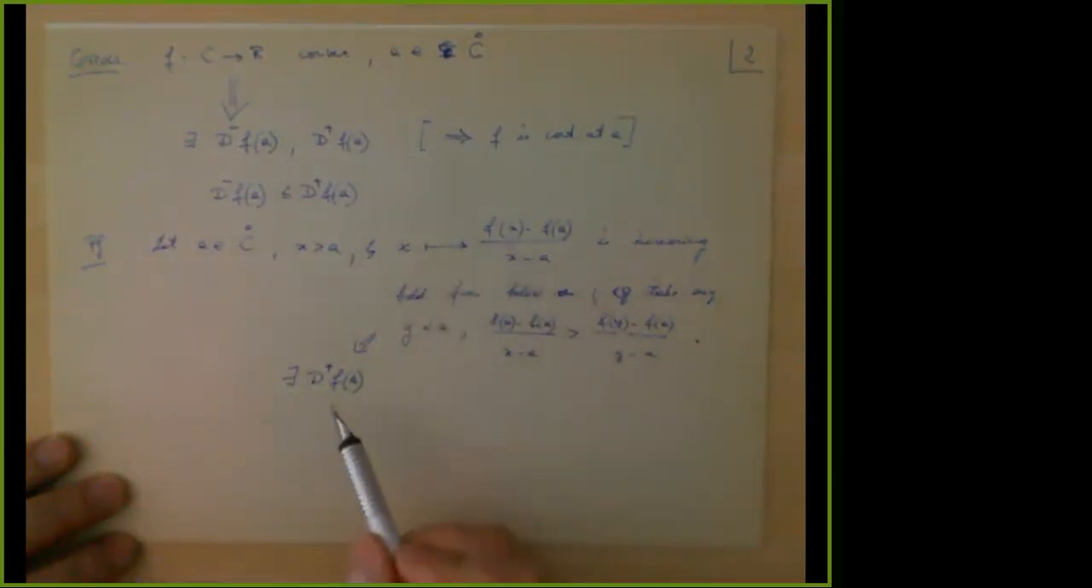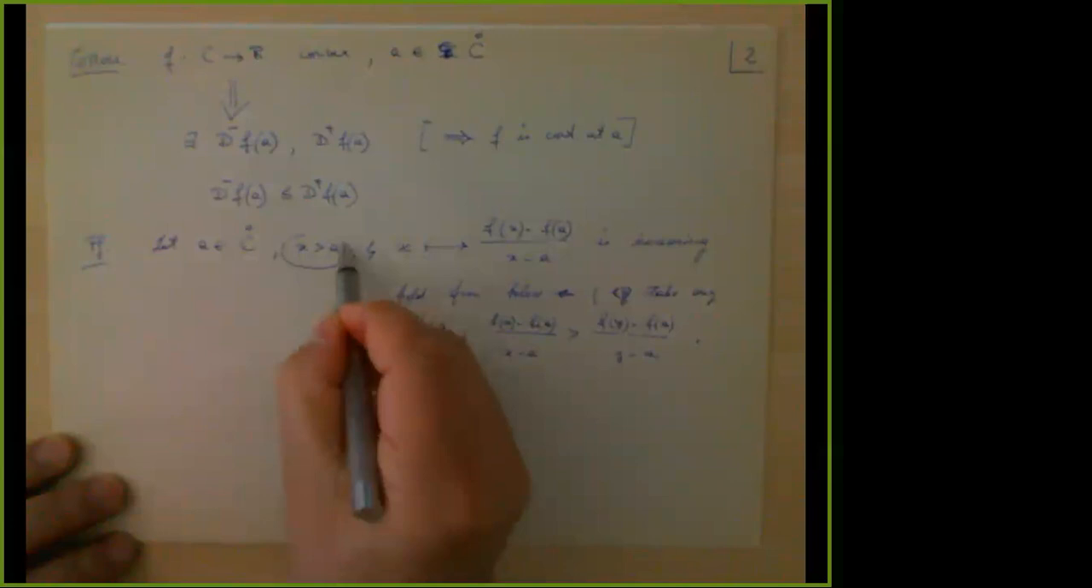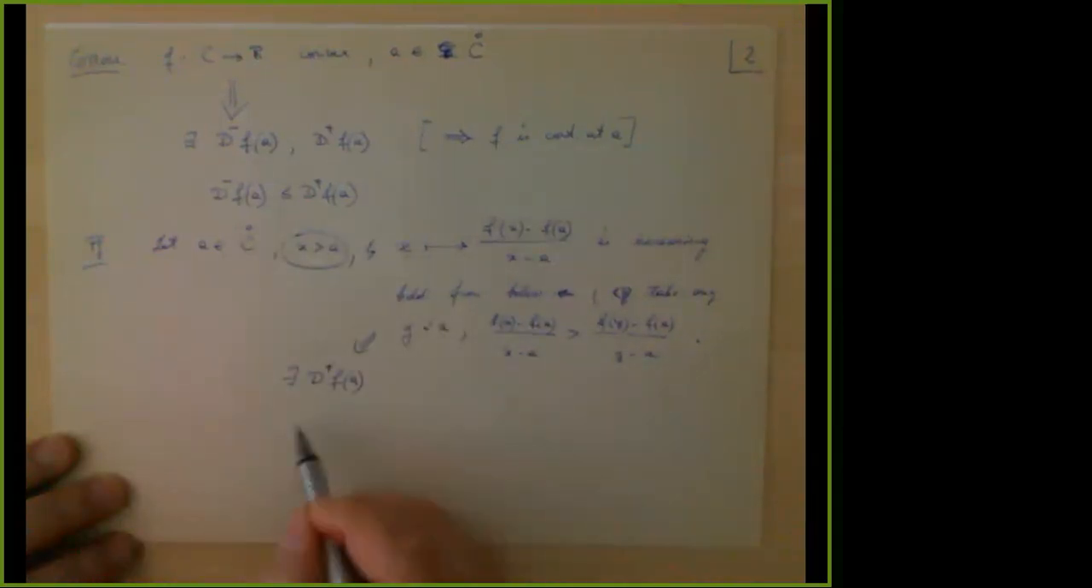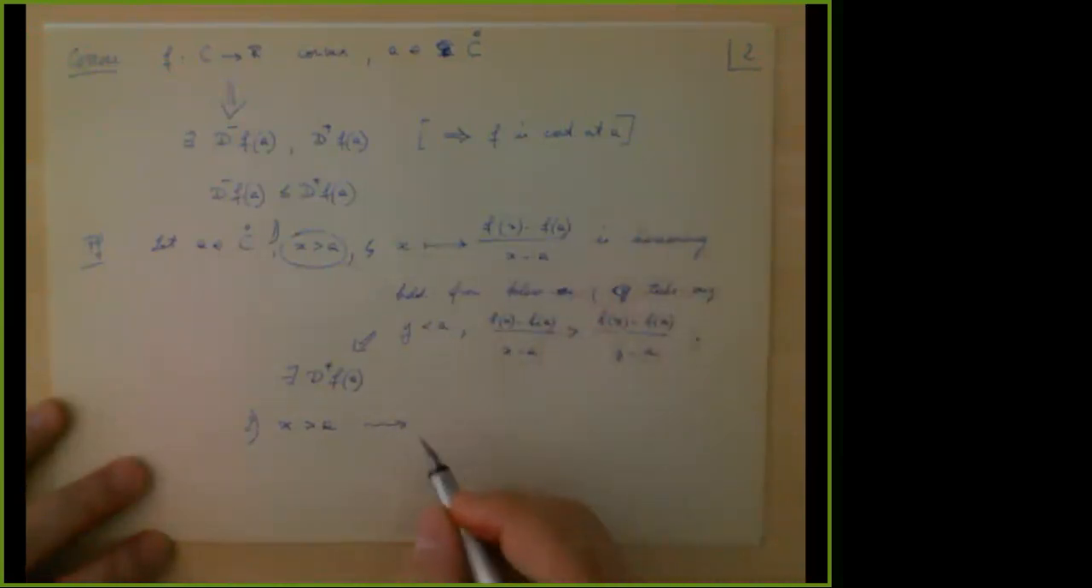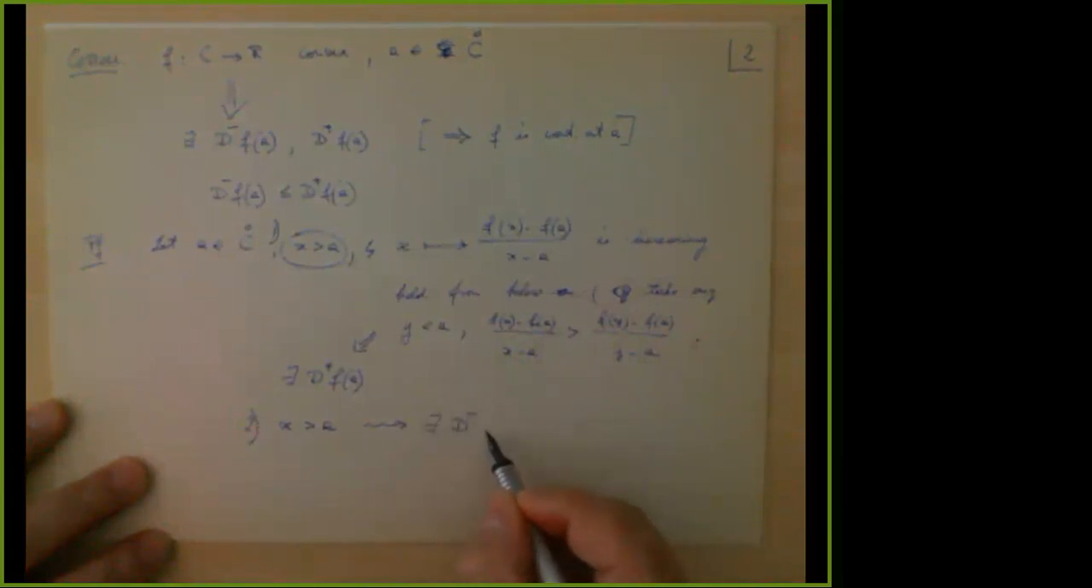If you reverse this argument, I mean that if you look at the situation where x is larger than A, so first point and then second point of the proof, you look at the case when x is larger than A. By repeating essentially the same argument, you will obtain that d minus f(A) exists as well.